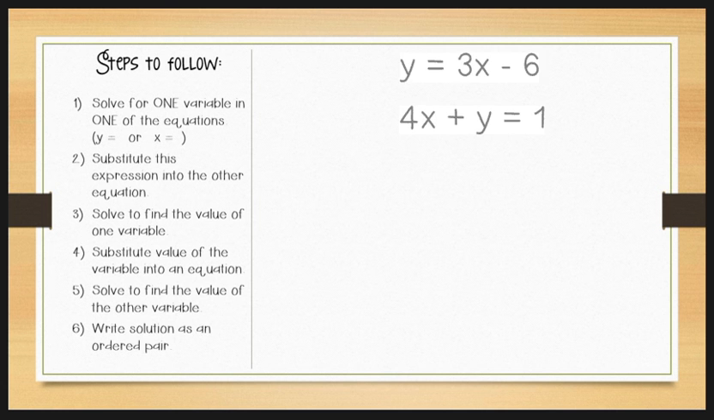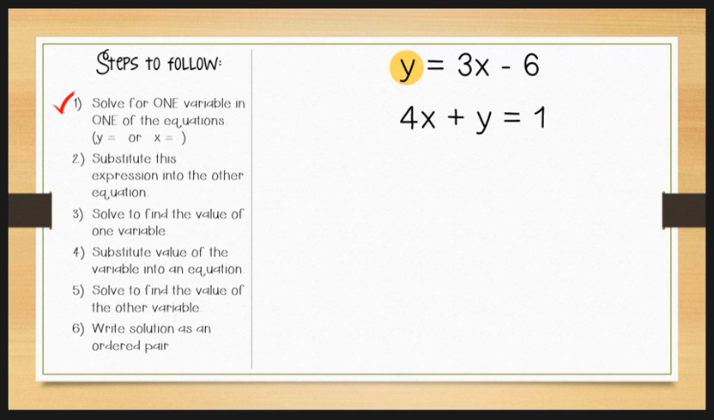So let's look at some examples. If we have the system y equals 3x minus 6 and 4x plus y equals 1, our first step says to solve for one variable in one of the equations. So one of our equations needs to either be in y equals or x equals. Looking at our two equations, we can see that this one has y equals and then an expression, 3x minus 6. So that first piece of having one of the variables isolated as y equals or x equals, we have with that first equation in our system. So our first step is actually already done for us.